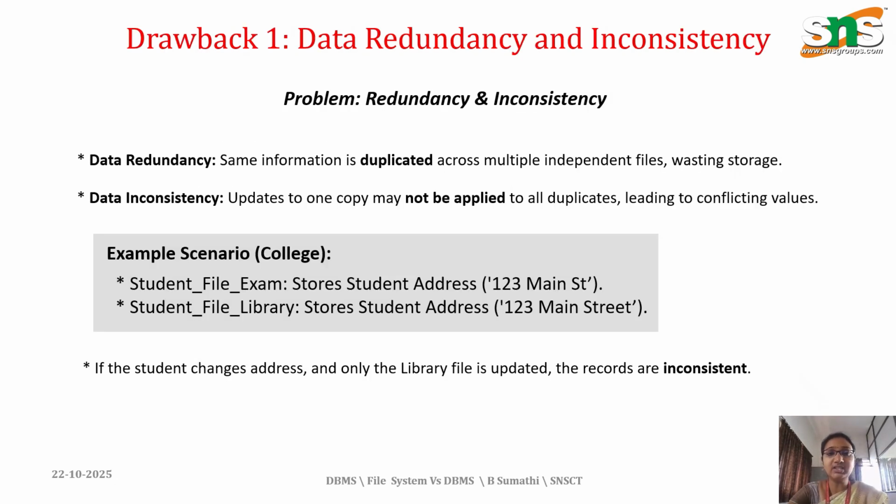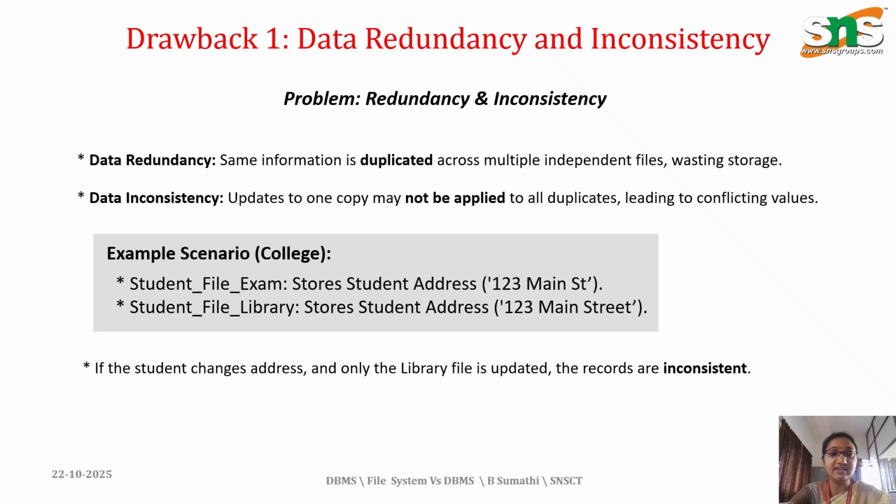So what are the drawbacks of the file system? Data redundancy and data inconsistency. Data redundancy is when the same information is duplicated across multiple independent files, wasting storage. Suppose you have a Word document stored in the D drive and also in the E drive. We are not able to identify that duplicate data has occurred. This is the main drawback of the file system.